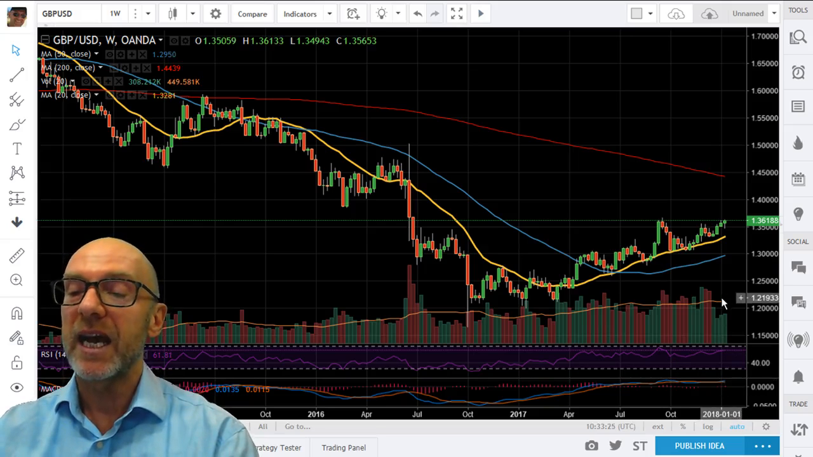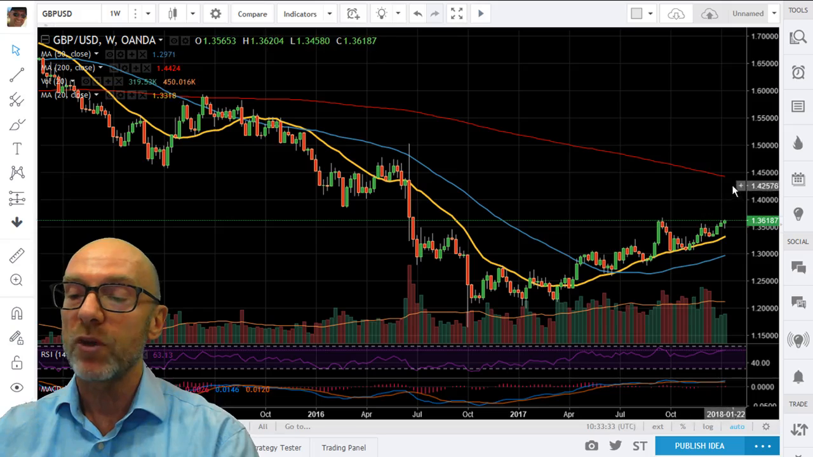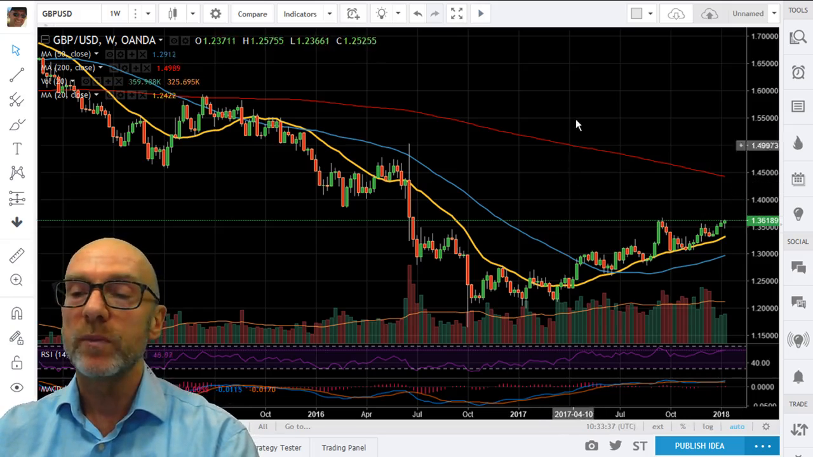Because of that, I expect the resistance to be broken and for a move up, with the middle of the next resistance seen, or the upper boundary, sorry, of the uptrend seen at about 142.